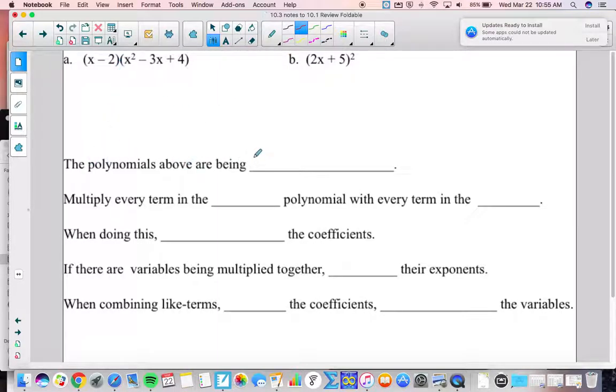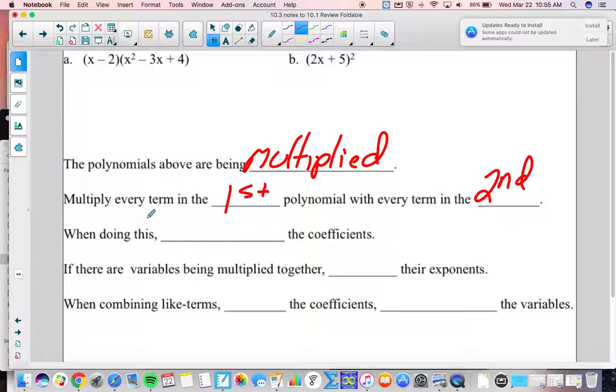Now these polynomials are being multiplied in the two examples above. Multiply every term in the first polynomial with every term in the second polynomial. When doing this, multiply the coefficients. If there are variables being multiplied together, add their exponents.